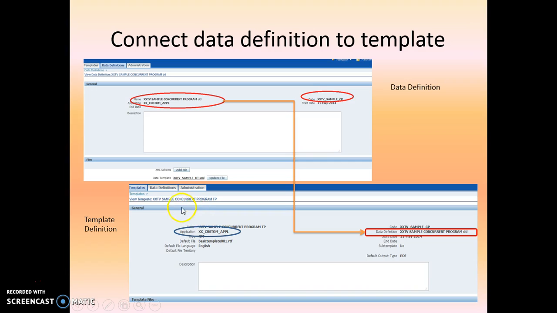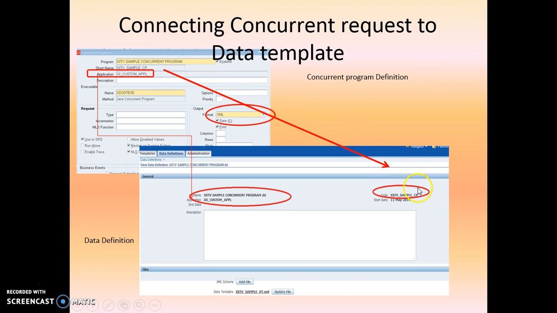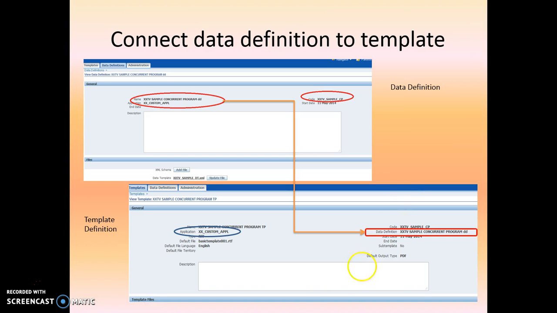You can have multiple template definitions for a single data definition. So it's a one-to-many relation. From your concurrent program, you're directly connecting to one data definition. From the data definition, you would go to templates. That's how the connection goes from a concurrent program all the way to the template. So you would ask, how are multiple deliveries or multiple formattings handled? There are different techniques within the data definition that allow you to do that. We will look at this as we come along.